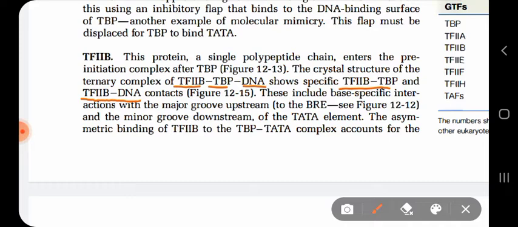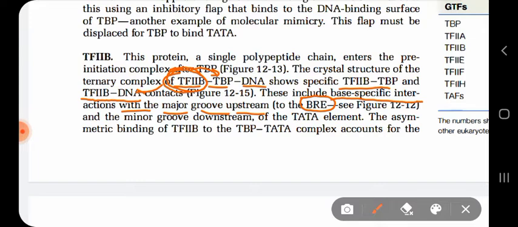That means TF2B has certain regions which interact with the TBP at a particular site, and another site which interacts with the DNA. The interactions are base specific interactions with the major groove upstream. Obviously, it binds to the upstream region, that is, it binds to the BRE element.